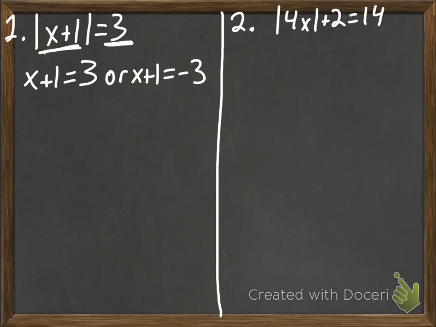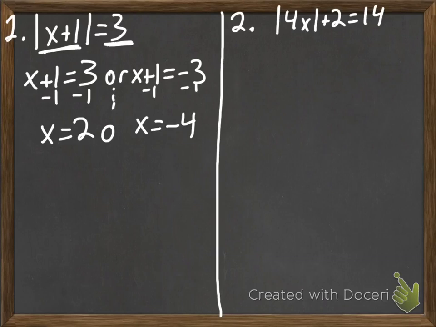So we're going to solve down one side and then solve the other. So we have x plus 1 equals 3, so we subtract 1. So we get that x equals 2. Or we subtract 1 over here, we get that x equals negative 4. So our answers are going to be x equals 2 or x equals negative 4.